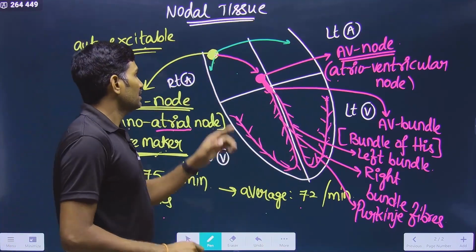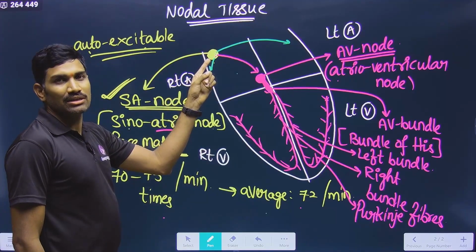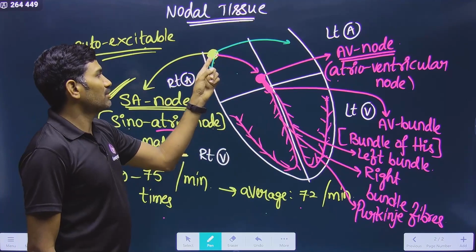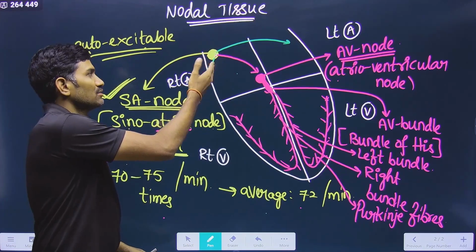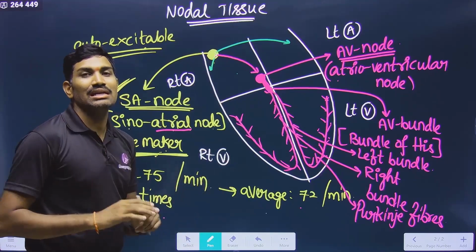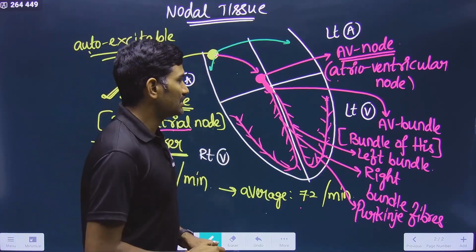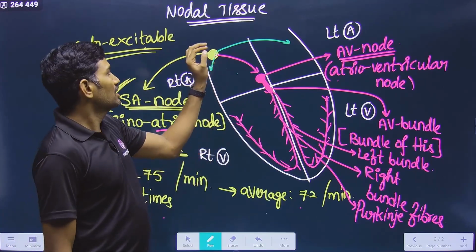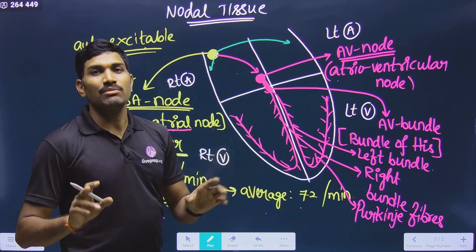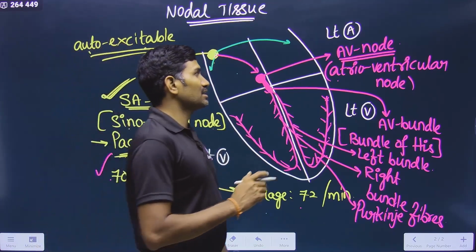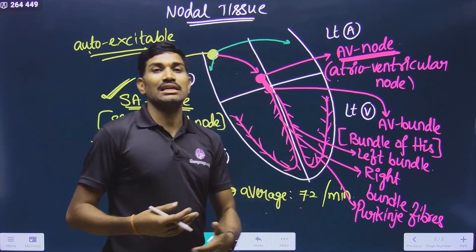But please remember, if the SA node is functioning normally, the number of heartbeats will be decided by the SA node only, because however many times it generates an action potential, that many times the heart will beat. That is the normal condition. In some patients, it is not a normal condition. In some conditions, what happens? This pacemaker may not be working properly. In that case, the AV node can also generate contractions on its own.